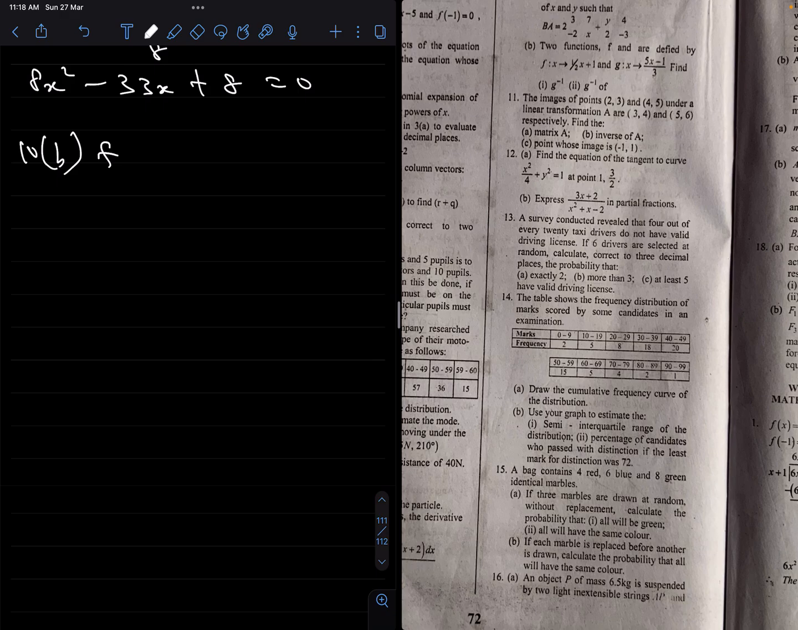They said find g. Is this g of f? Maybe they wanted to say g of something, or g inverse. So that question is not very clear. They said two functions. Okay, we can skip it so that we don't just waste our time. But I'm sure we'll come across something like that.